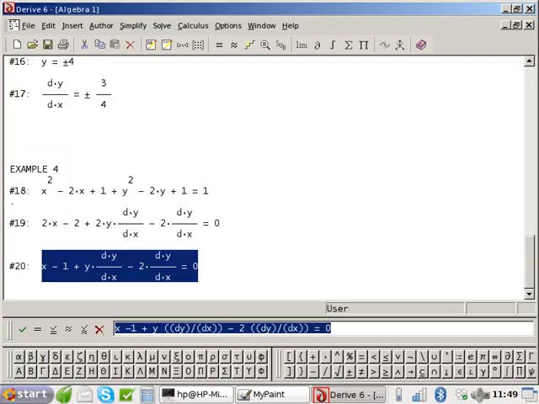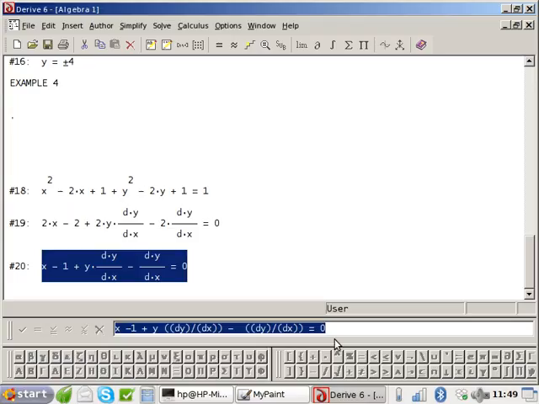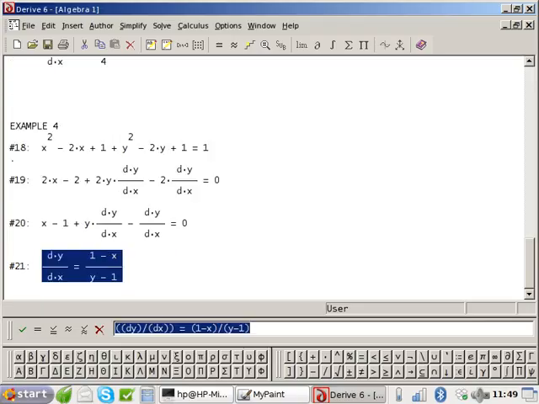Yes, sorry. There now, fixed. That's okay now, isn't it? X minus 1 plus y dy dx minus 2 dy dx equals 0. Now we can get dy dx. Dy dx equals 1 minus x over y minus 1. So I was hoping you could at least get to here.